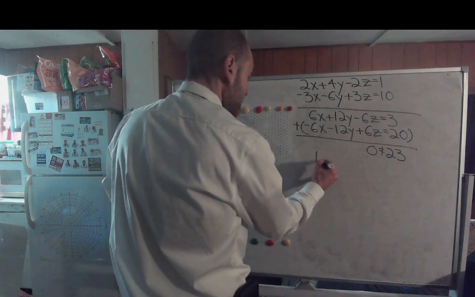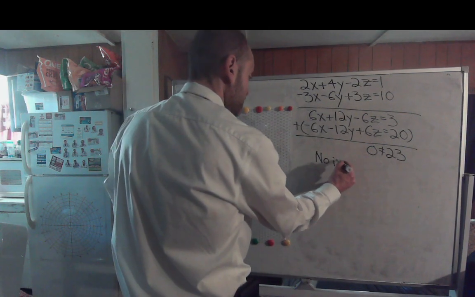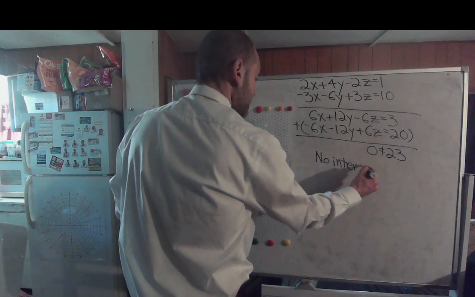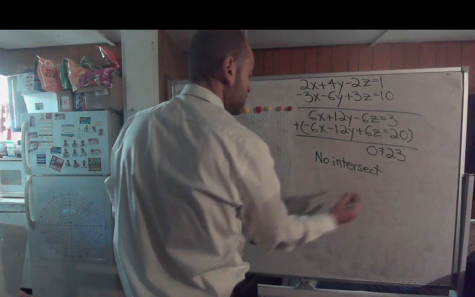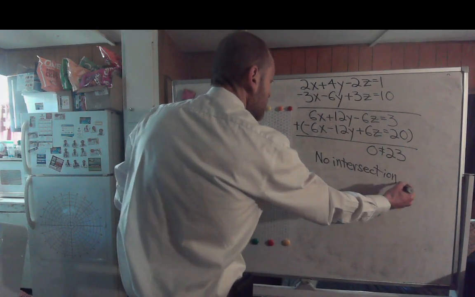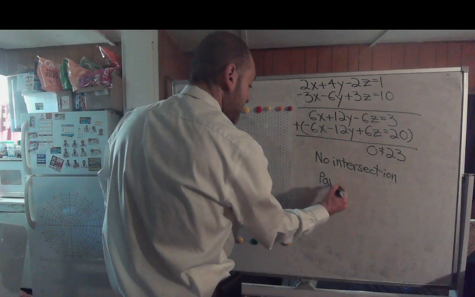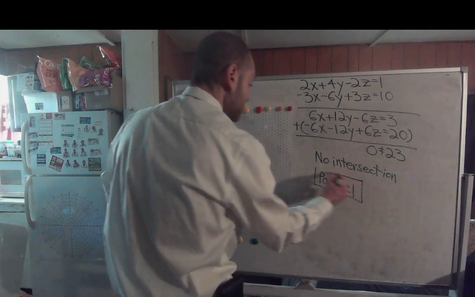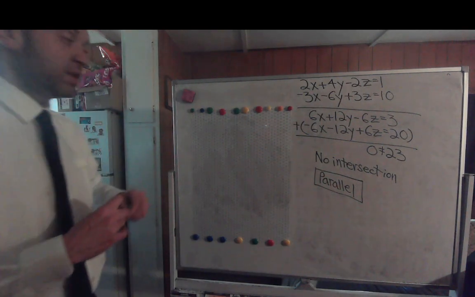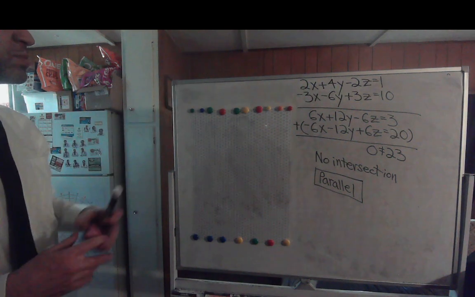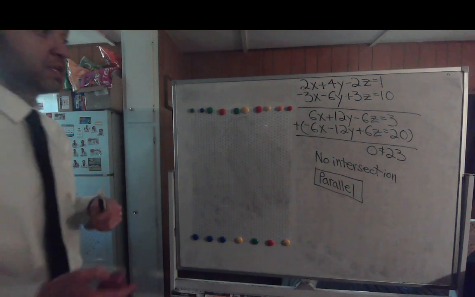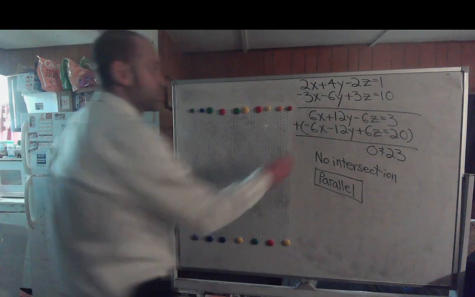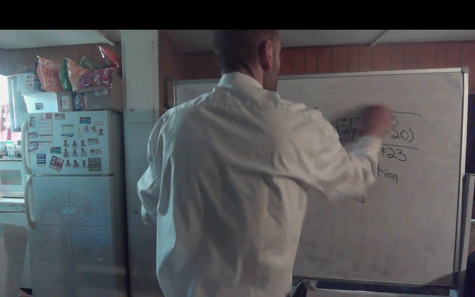There's no intersection, so what does that mean geometrically? If they don't intersect, they're parallel. That means these two planes actually are going to run parallel to each other. If they don't intersect, they got to be parallel. That's the only other way. So we just uncovered two parallel planes. Let's actually do one more with a point of intersection. I would really like to try to do that.